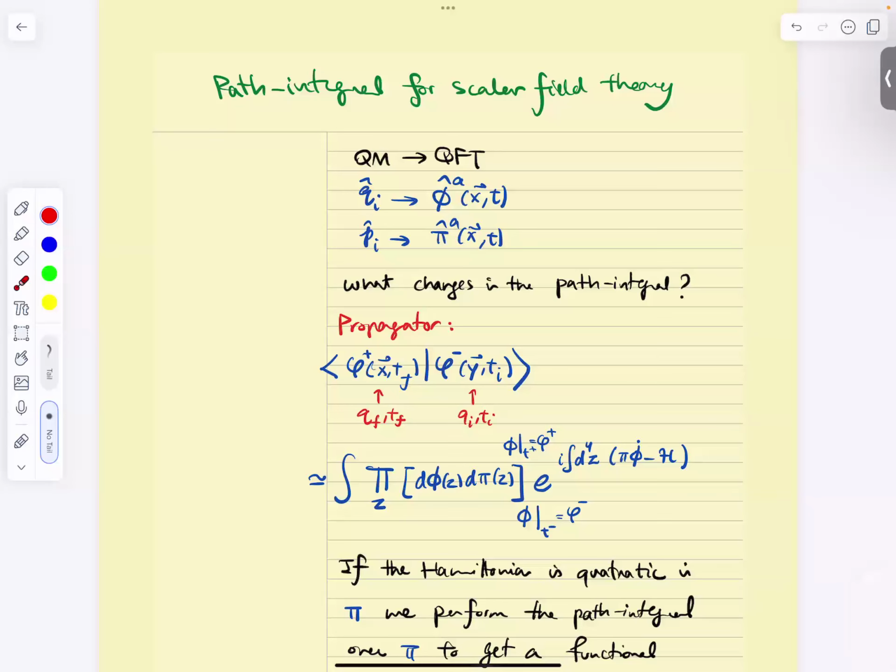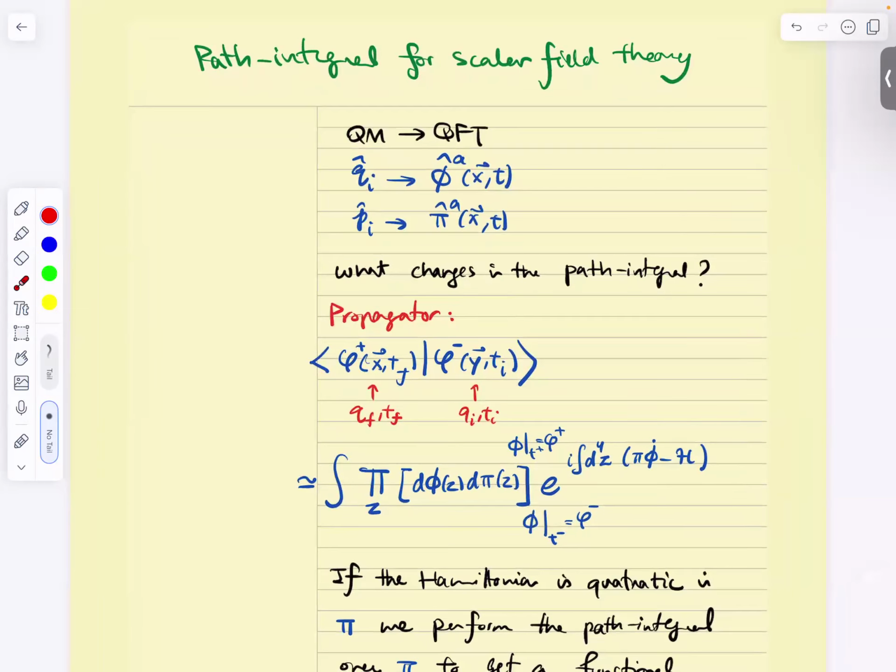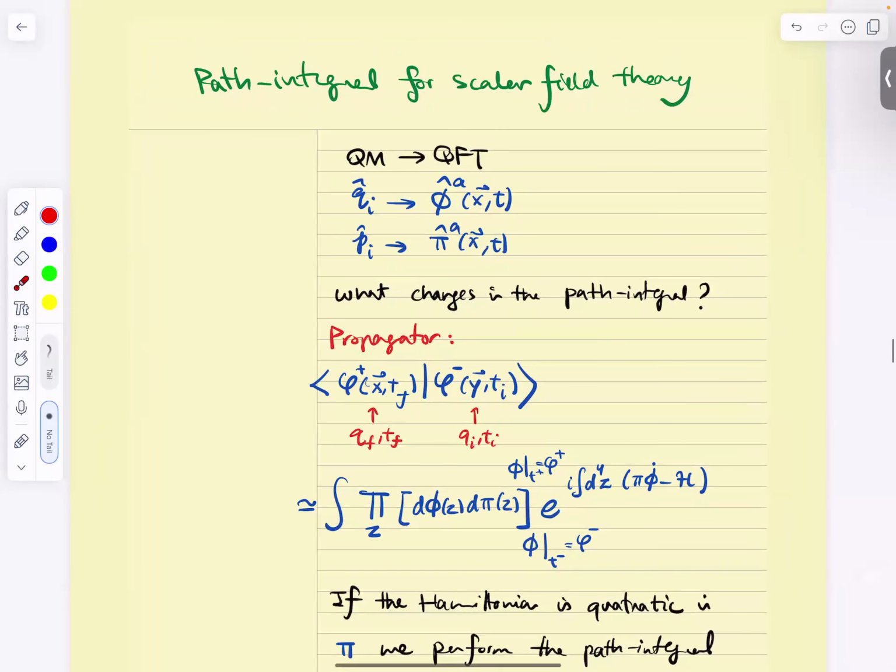So in the remaining 25 minutes, we're going to switch gears and talk about path integrals for scalar fields. We're going to do this for free field theory for now. Then we're going to talk about interactions. But today it's going to be path integrals for field theory. What's going to happen is, by now hopefully clear, your Q hat and P hat are going to become phi_a and pi_a.